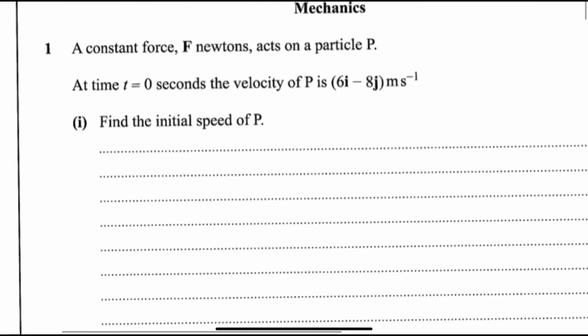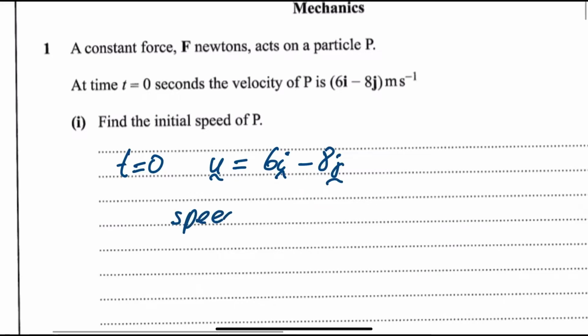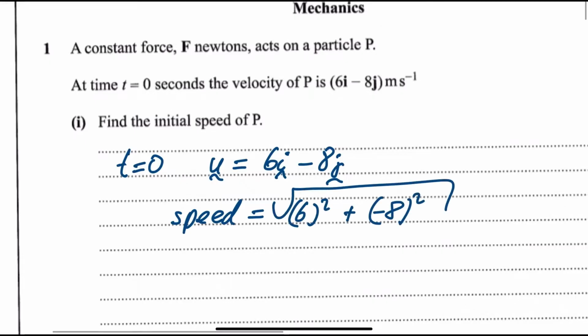First question says a constant force F newtons acts on a particle P. At time t equals 0 seconds, the velocity of P is 6i minus 8j meters per second. Find the initial speed. So when t is equal to 0, your initial velocity is 6i minus 8j. To find the speed, speed is just the size of that. So square the 6 and square the minus 8 and then square root it, and you will get 10, and that's going to be meters per second.